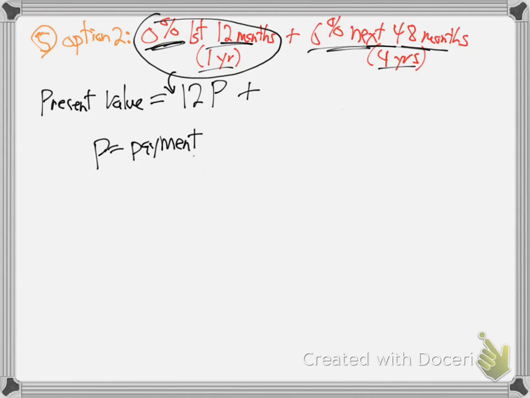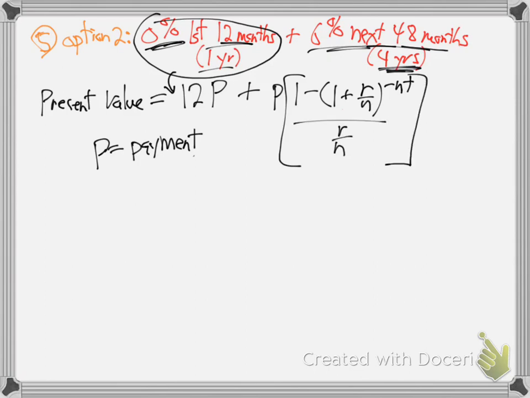Plus, and now for the other 4 years, you're going to do the interest formula thing, which is P times 1 minus 1 plus R over N to the minus NT, over R over N. So this is for the other 4 years. So why don't we do that for the first year? Well, because there's no interest. There's 0% interest, so I'm not going to use the interest formula. There's no interest at all.